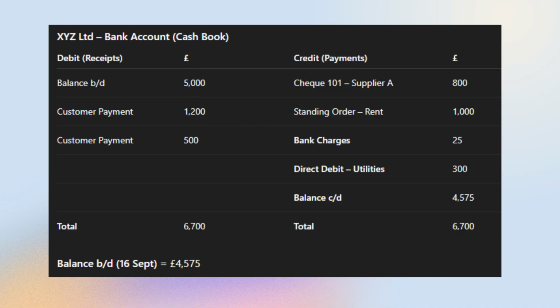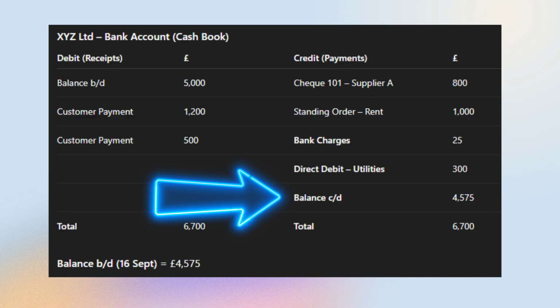So let's just say on the 28th of February, we had a balance brought forward that was an asset of £10,000. Now, when we close off the account by reconciling it and adding it all up and having these tallies at the end, what we'll find is if we've got a balance carried forward or balance carried down on the right-hand side, that means that we've got an asset still.